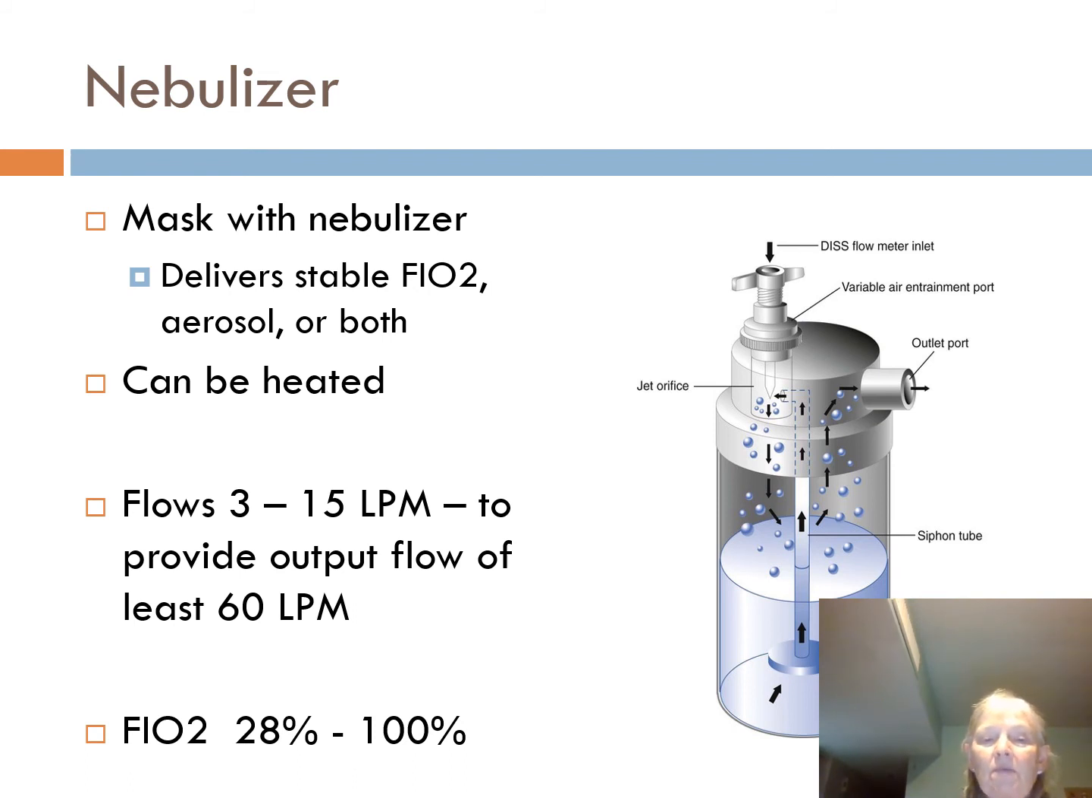So anyways, the flows are anywhere from 3 to 15 liters per minute. They do have to give you an output of 60%. FiO2 is anywhere from 28 to 100%.